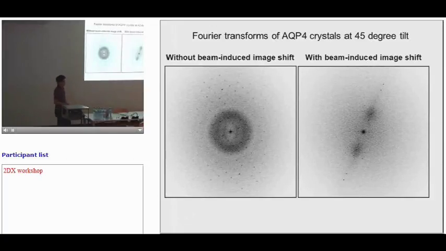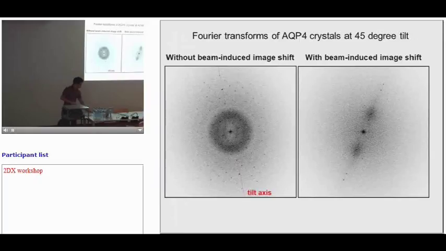This is just the comparison of Fourier transforms of aquaporin 4 crystals at 45 degree tilt with and without beam-induced image shift. In the case of the good one, this line shows the tilt axis. The spots perpendicular to the tilt axis are visible, as well as along the tilt axis.